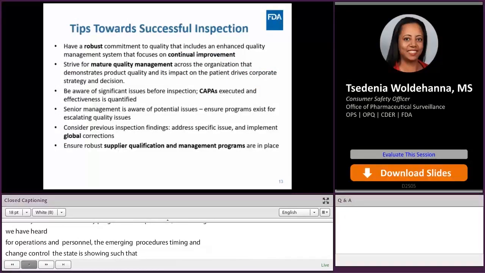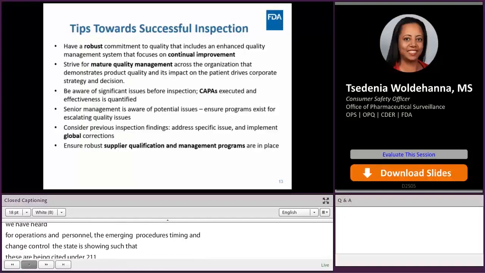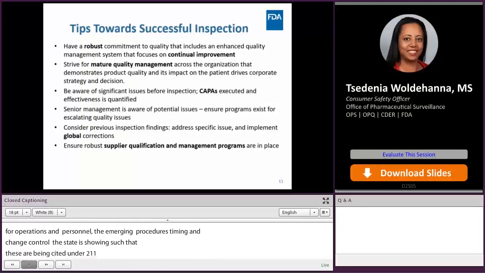So overall, what are the major tips that you want to take away for a successful inspection? One thing is to really strive for a mature quality management program. We are striving to continually improve on how we look at the issues that are currently at your site. So it's proven to be useful to start utilizing various ways to make sure that you are continually improving and you have a robust commitment towards quality.